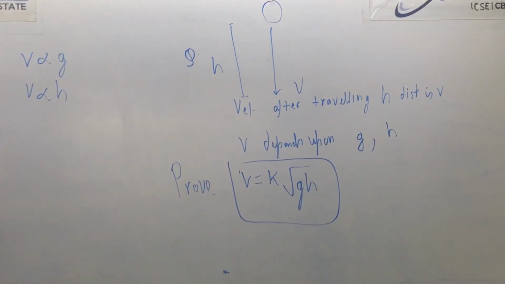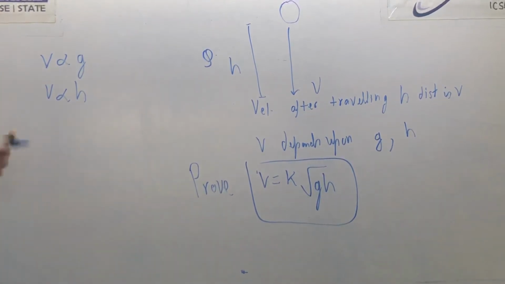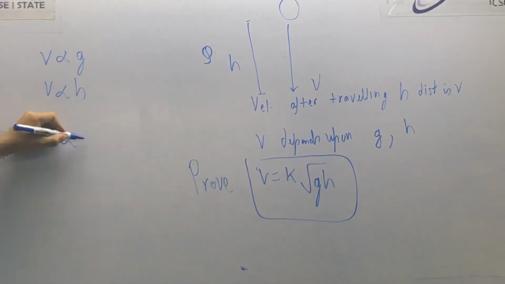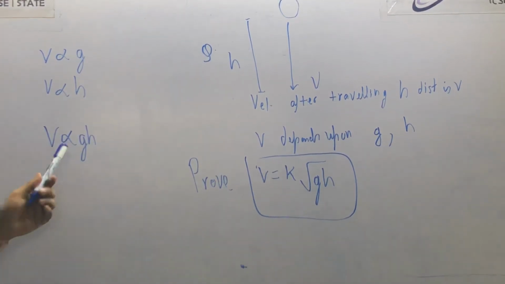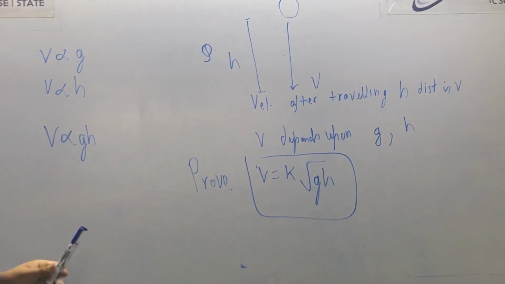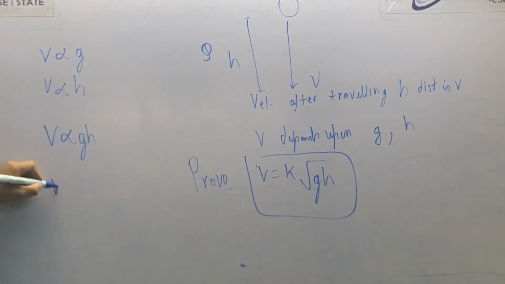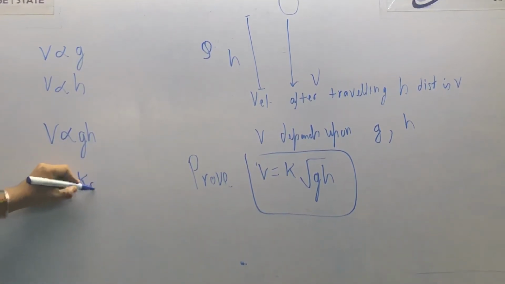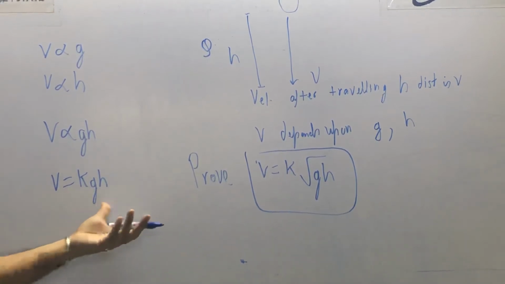Okay, so first of all look carefully. v is directly proportional to g, v is directly proportional to h. So we can write v is directly proportional to gh. Now we will remove the proportionality sign and put in a constant, because whenever you remove proportionality you put in a constant. So v is equal to k gh. Now we can find this formula by dimensional analysis. So just put in the dimensions of v, g and h.